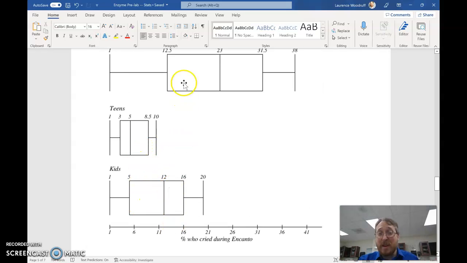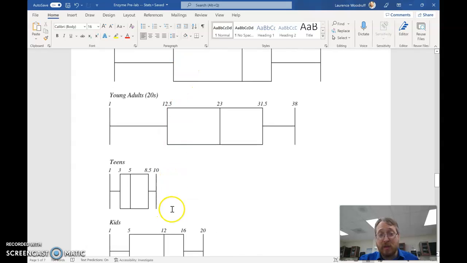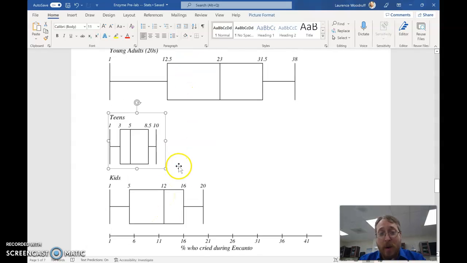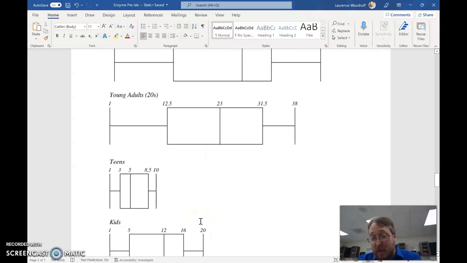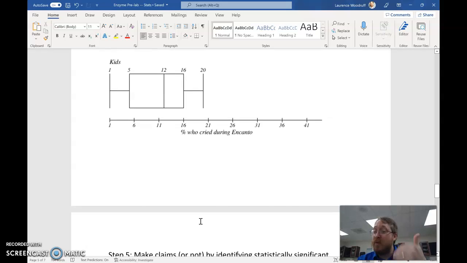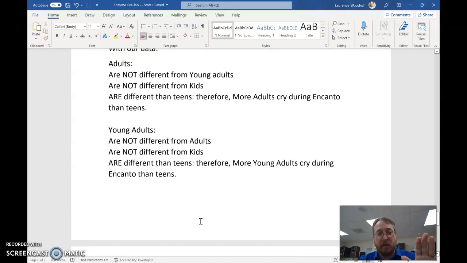And kids, we can't make any claims of comparisons to anyone using this method. We don't know anything about kids. Like, kids basically are the same as everybody. That's tricky. We would have to do more advanced stats to make a claim, and I'm not going to put that on you guys right now.